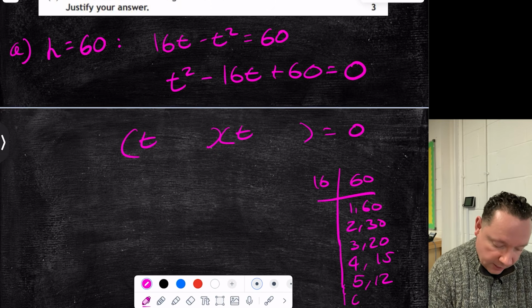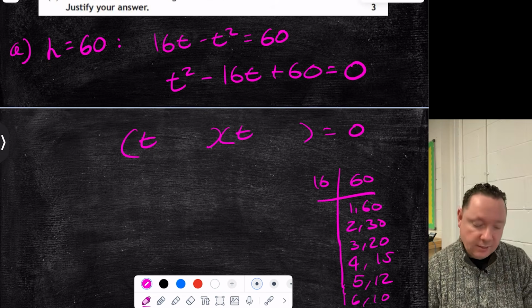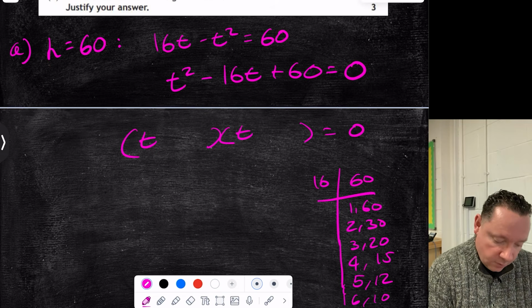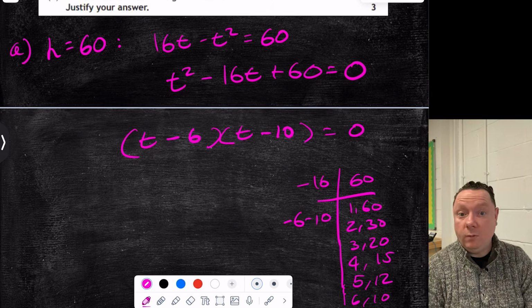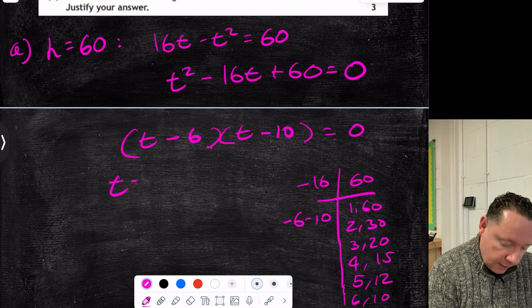And then you'll get to 6 and 10. 6 times 10 is 60, and 6 plus 10 makes 16, but we need to make minus 16, so it's minus 6 minus 10. Now you might have got there quicker, and if you did, well done. That means that t equals 6 or t equals 10.